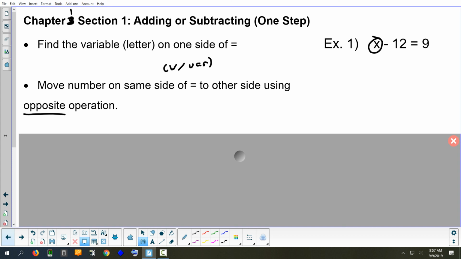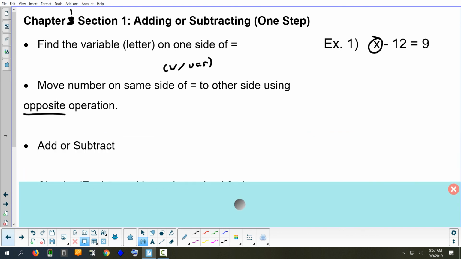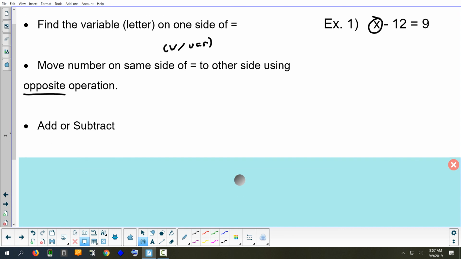Aileen, you had a question? What's that in the parentheses, like the V? Oh, that's "with variable." My pen's a little thick, so it doesn't write nice sometimes. So move the number that's on the same side with the variable to the other side. Which operation would we use here? Add or subtract? Add. So let's do it.